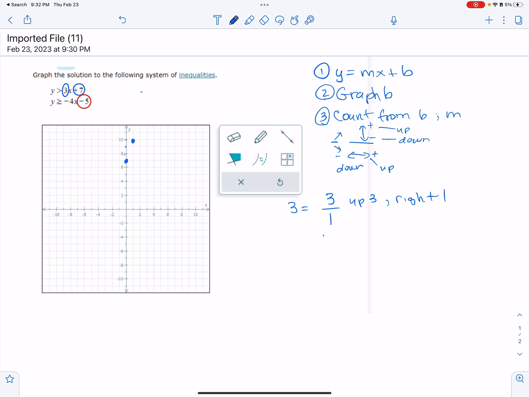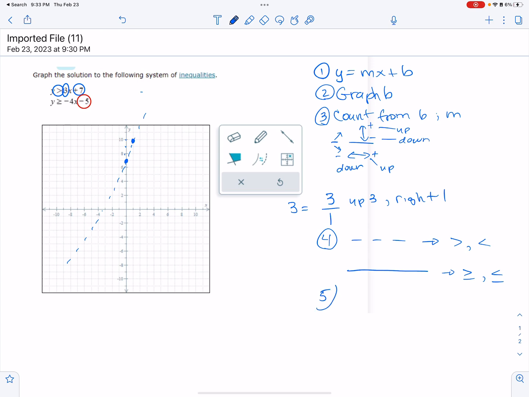Now I'm going to determine if it's going to be a dotted line, which comes from a less than or greater than, or a solid line, which comes from a less than or equal to or greater than or equal to. The dotted line indicates that it is merely coming really close to it. The solid line says that it touches it. So this is what I'm looking at here, and that is definitely going to be a dotted line. So I'm going to just go dot, dot, dot, dot.